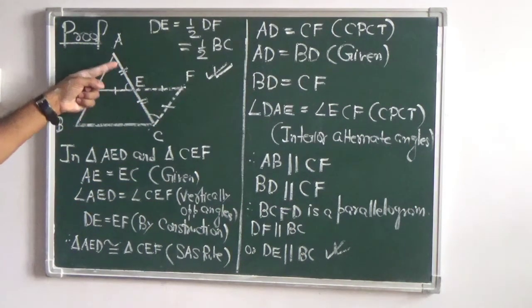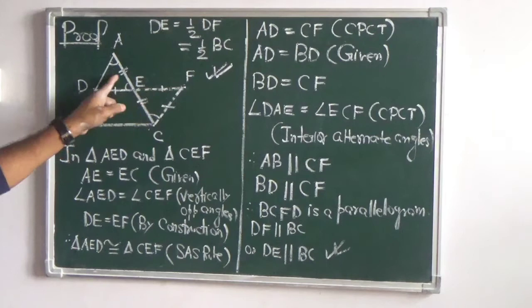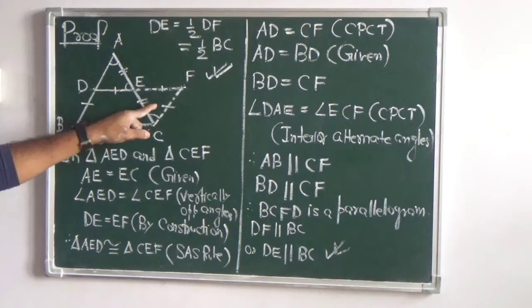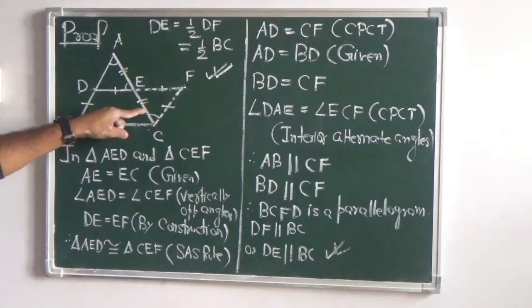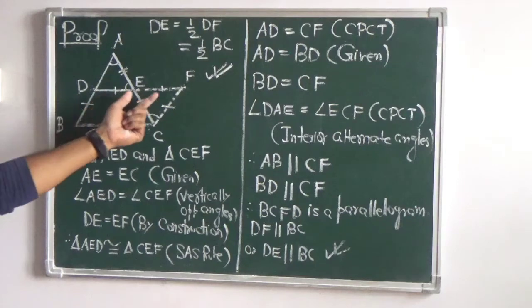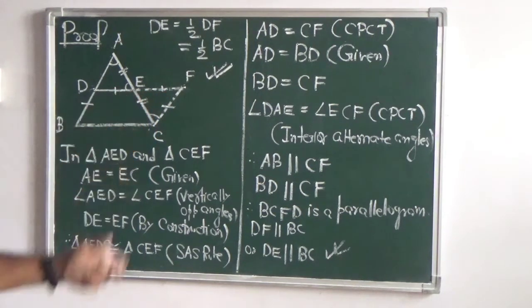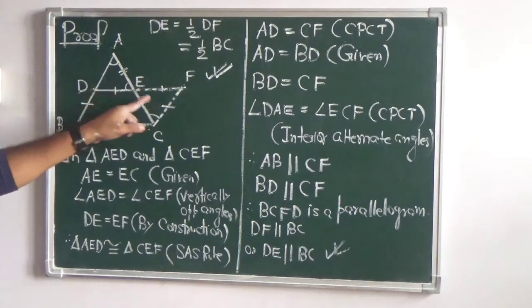Now in triangles AED and CEF, we need to prove they are congruent. This side and this side are equal because E is the midpoint. This angle and this angle are equal because they are vertically opposite angles, and this part and this part are equal, that is by construction we have taken it like that. So these two triangles become congruent.